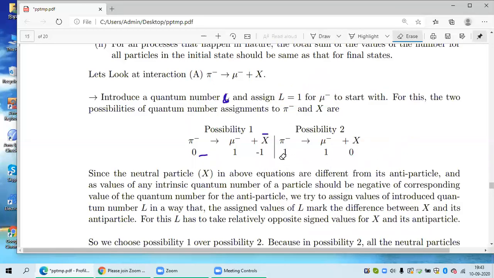Sir, L is equal to 1 for mu minus. If this choice is so arbitrary, then what is the assurance that it would fit with all the reactions observed in nature?